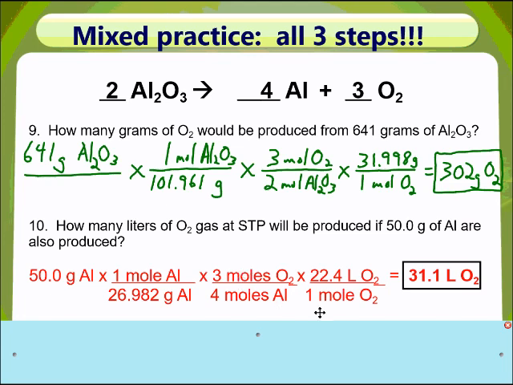Step 2 is done. Step 3, they wanted to know how many liters of oxygen. So we have to convert to the unit they wanted. 1 mole equals 22.4 liters. Now we just do the math. Multiply across the top, divide by what's on the bottom. Your answer will be 31.1 liters of oxygen.